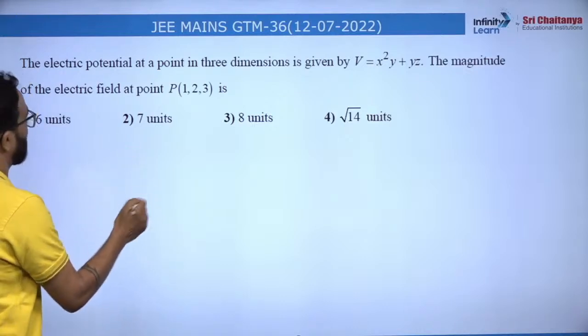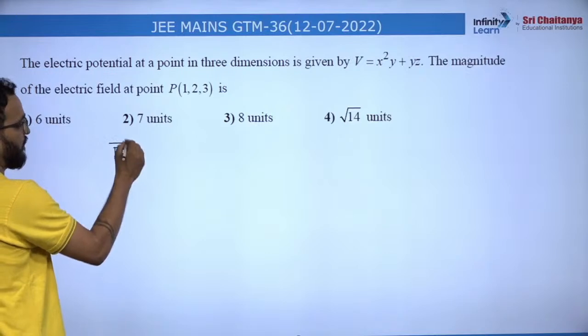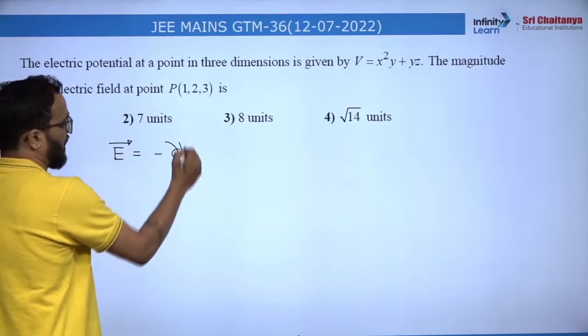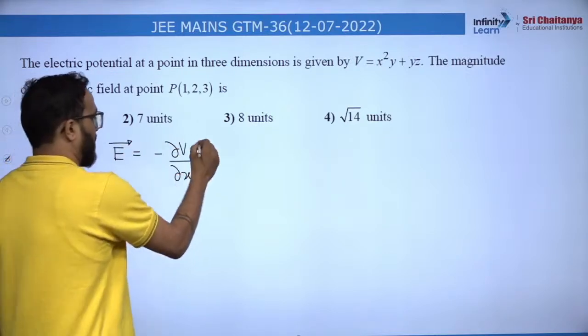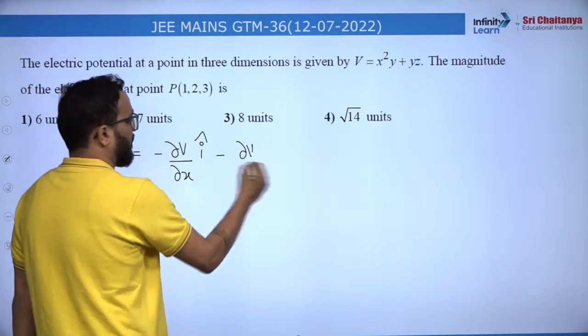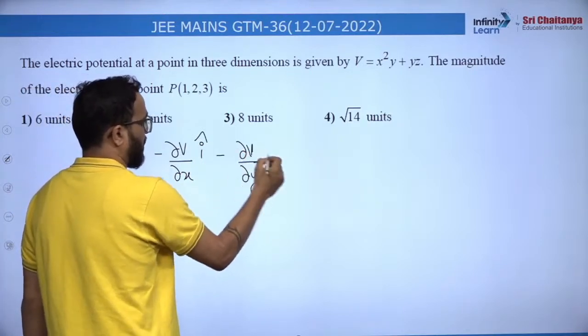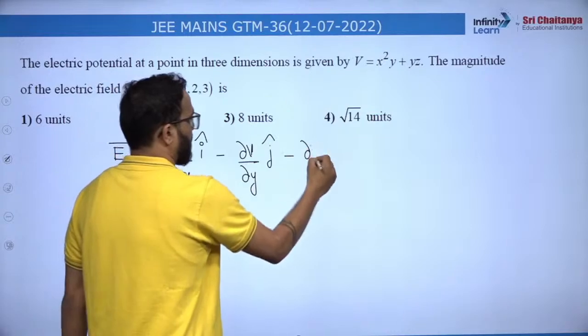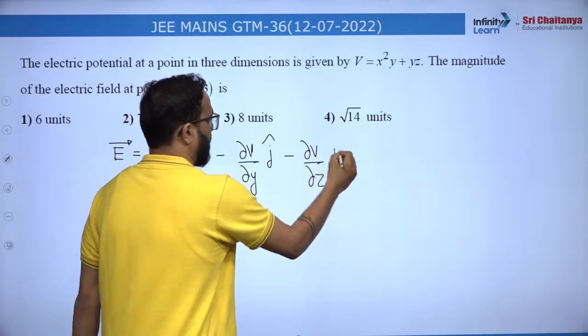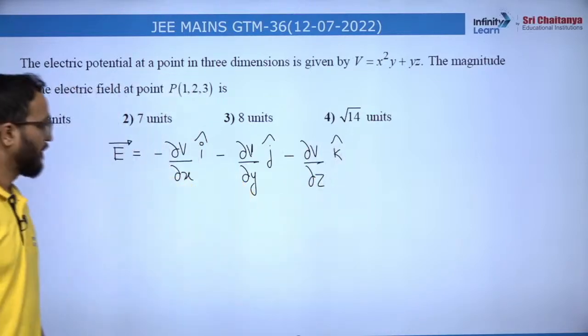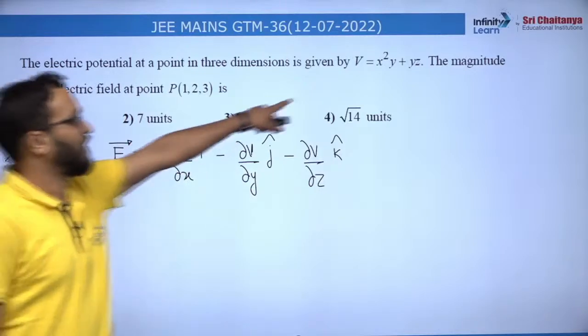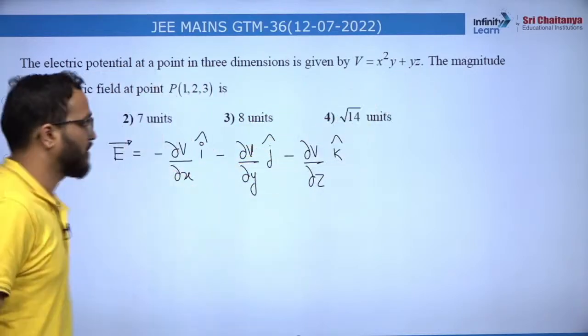What they want is the electric field. So electric field is what? Minus del V by del x i cap, minus del V by del y j cap, minus del V by del z k cap. Did you understand this? Now what you have to do? Partially differentiate this equation, put the values, get your answer.